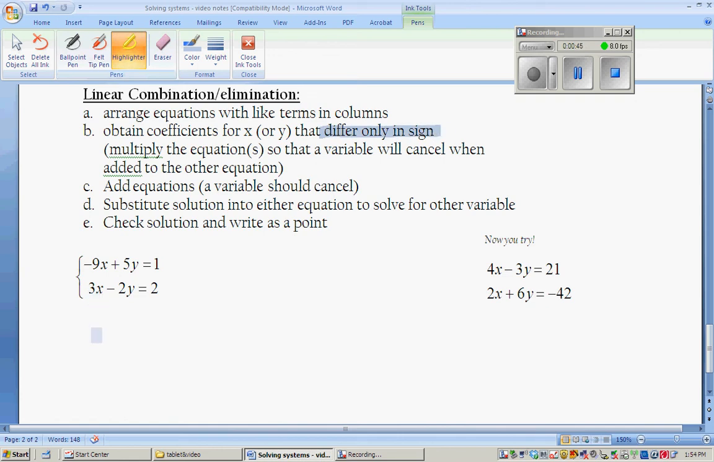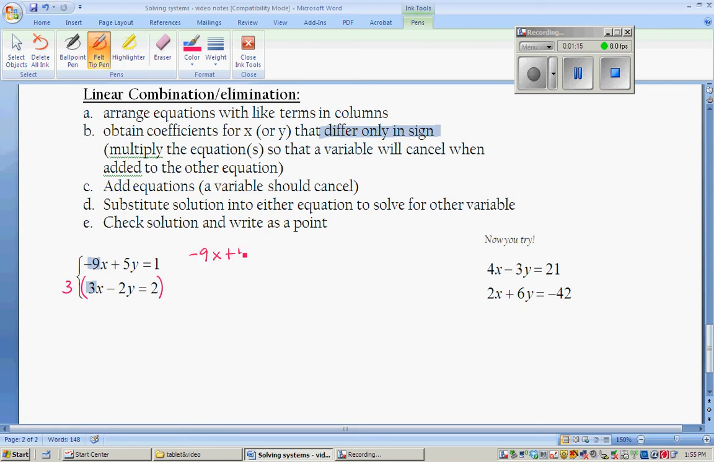So if we look at our first little equation here, there's no good way to make a 2 look like a 5, but there is a way to make a 3 look like a 9. If we multiply the entire bottom equation by 3, we'll have a negative 9x on the top and a positive 9x on the bottom, which is going to allow us to eliminate the x's. So I'm going to multiply everyone on the entire bottom equation by 3.